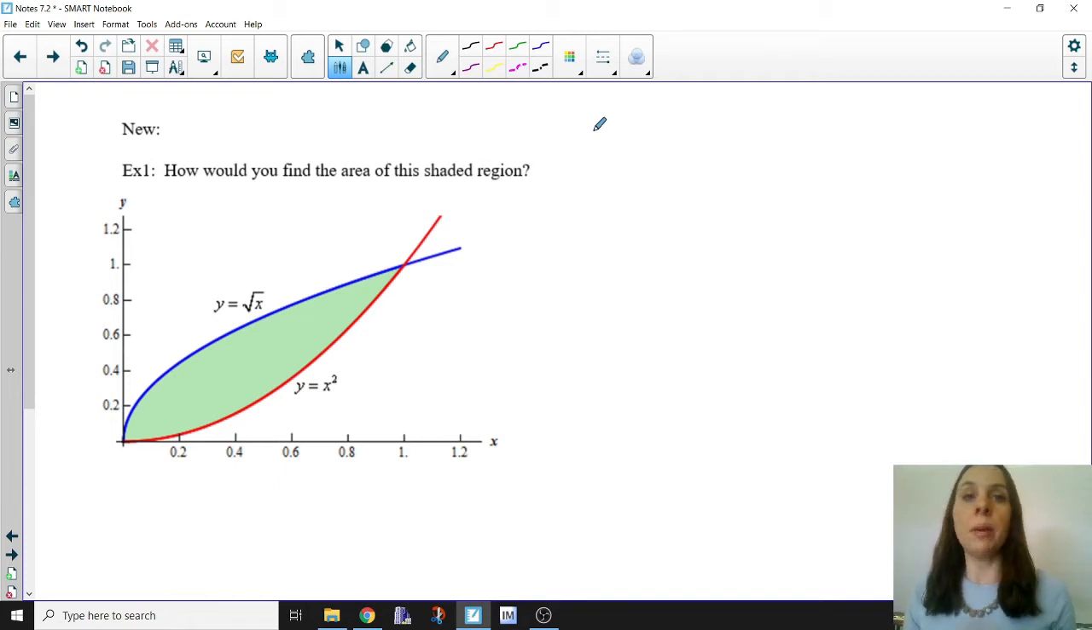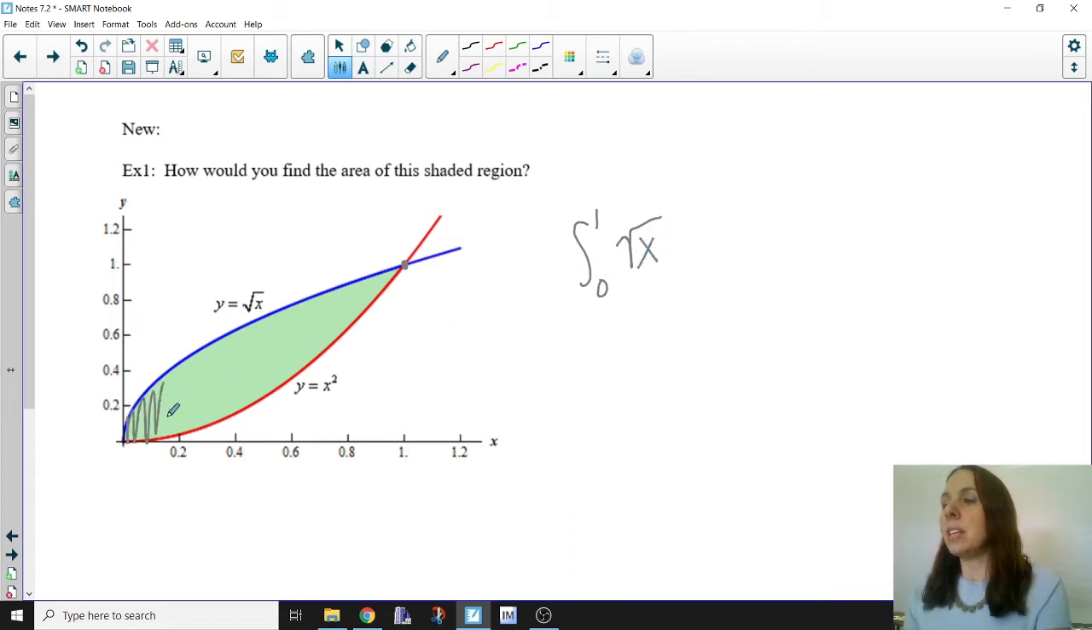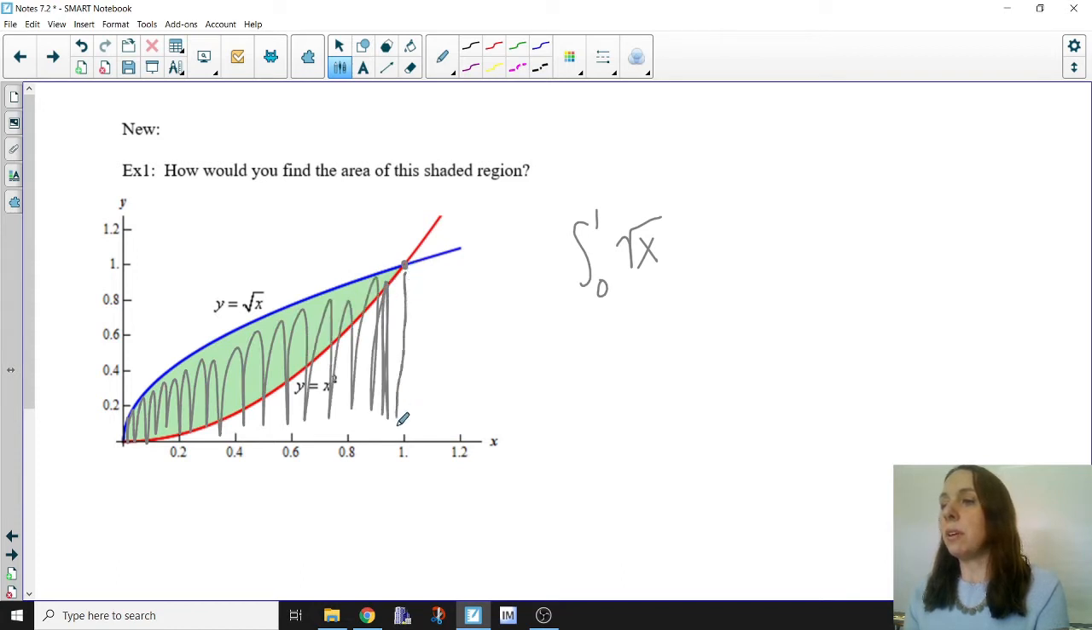Okay, well, we now know that we can take an integral over an interval of a function to find the area between the curve and the x-axis, right? So if we integrate from 0 to 1 the square root of x, we would get all of this. We would get the area below the curve, the area between the curve and the x-axis with the square root of x.